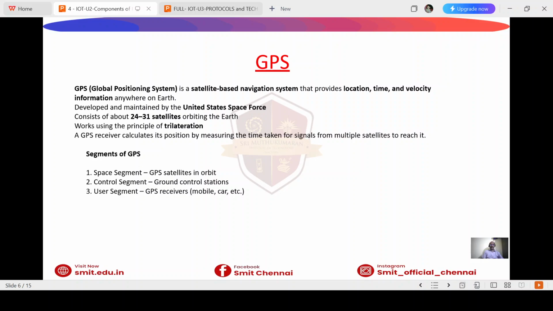The segments of GPS are the space segment, control segment, and user segment. Space segment is nothing but the machinery in the orbit, that is the satellites. Control segment means the ground control stations on the Earth, which control and monitor everything. The last one is the user segment, that is the GPS receiver antenna, in the mobile or in a car or whatever it may be. So let's see them one by one.